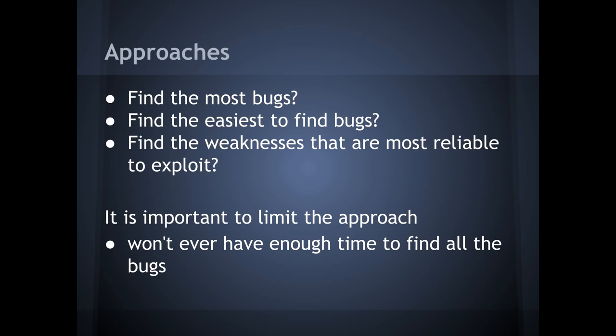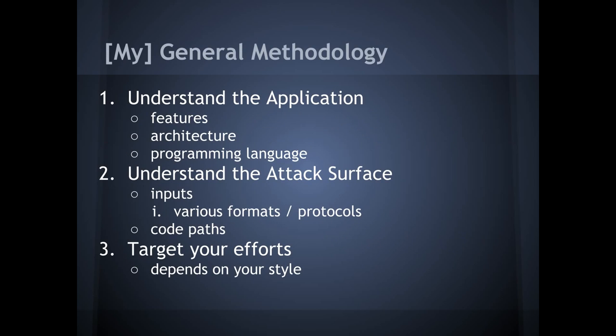But at the end of the day, the message is that it is very important to limit the approach because you'll never have enough time for a sufficiently large project to find all the bugs. It's just not feasible and it's not cost effective. Thus, it is important to prioritize in general vulnerabilities. So my general methodology to bug hunting with source code is first gain some understanding of the application. This is kind of a cyclical process. Second, to understand the attack surface and the ways in. And then third is to target your efforts accordingly.